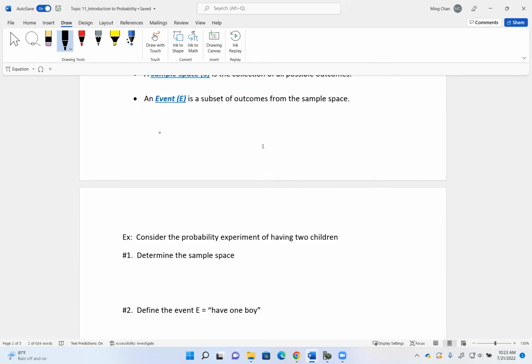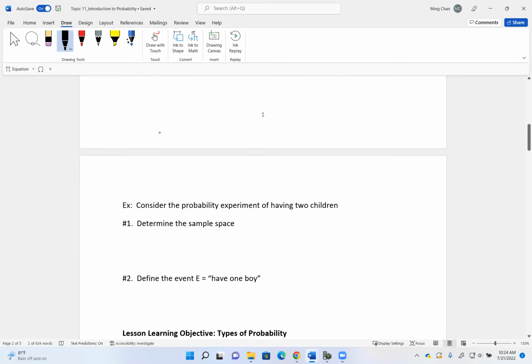So for example, consider the probability experiment of having 2 children. Think about this: having 2 children, what could be the possible sample space? In how many different ways can I have 2 kids? A lot of students say, well, Mr. Chan, it's a 50-50 chance to get a boy or a girl. Well, that's for one child. Now we have two children. The sample space, using set notation: my first child can be a boy and my second child can be a boy. My first child can be a boy and my second child can be a girl.